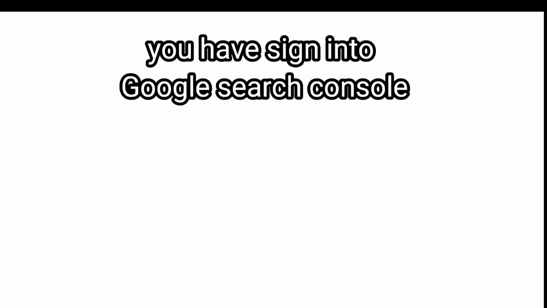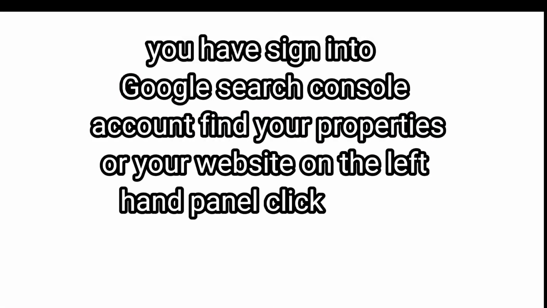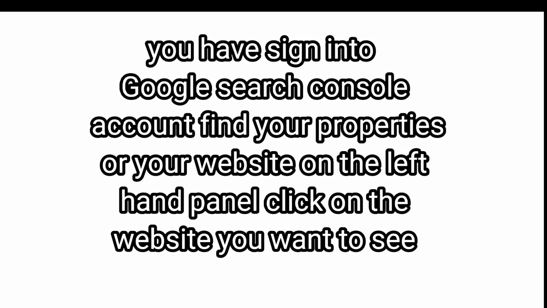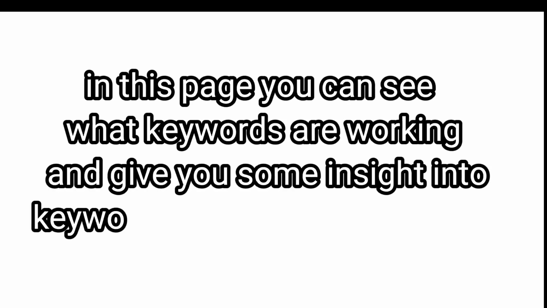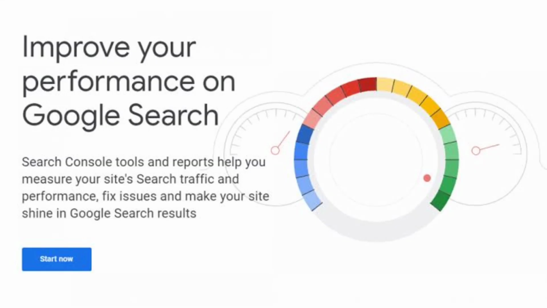Once you have signed into your Google Search Console account, find your properties or your website. On the left-hand panel, click on the website you want to see. Visit the Performance tab. The highlight of this page is your keywords. For queries, just click Performance and scroll down to check it out. On this page, you can see what keywords are working and get some insights into keywords you might want to add. Okay guys, so in this class I have taught you a lot of things regarding Google Search Console.